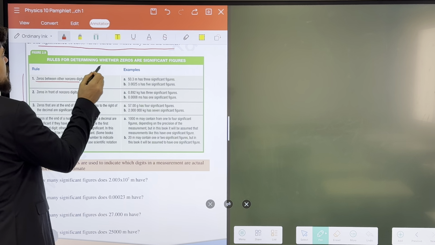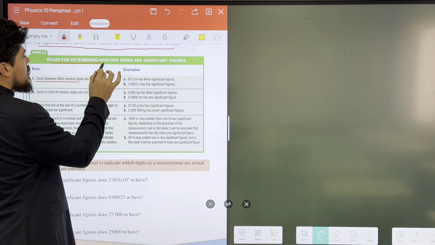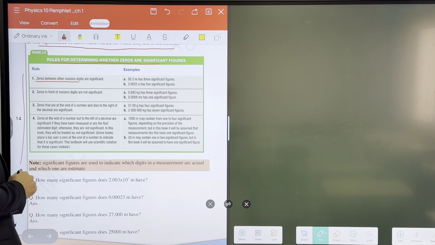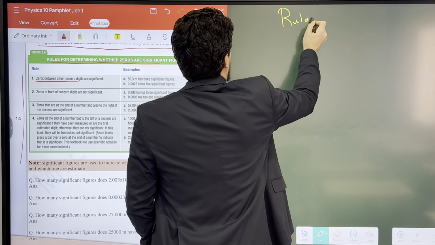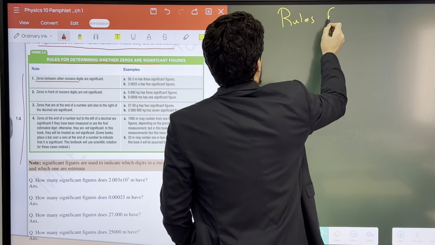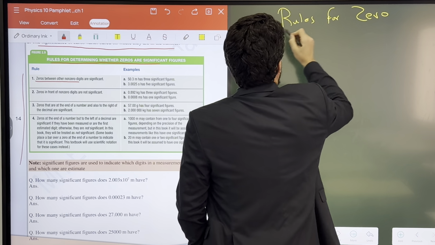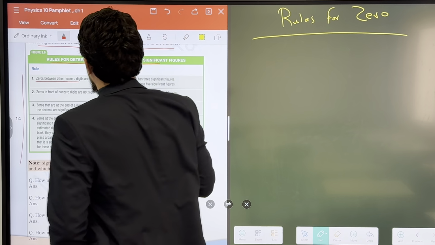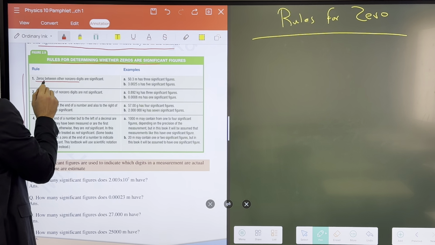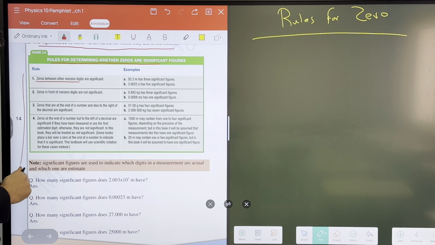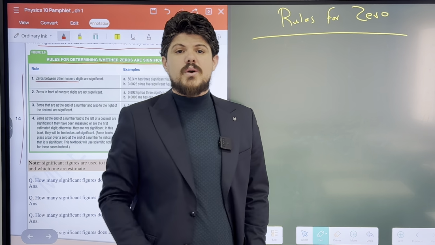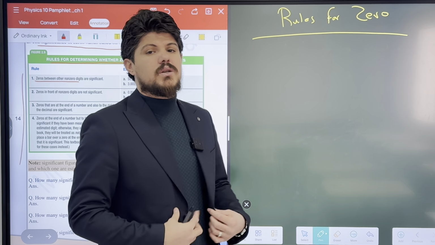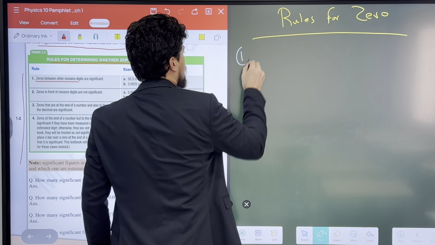This table is about the rules for determining whether zeros are significant figures. These 4 rules are related with what? With the 0. Rules for what? For 0. When is 0 considered to be significant? Zeros between other non-zero digits are significant. If the 0 is located between 2 non-zero digits, or between 2 numbers, this 0 is considered to be a significant figure. This is rule number one.